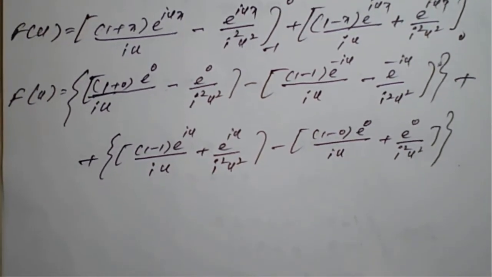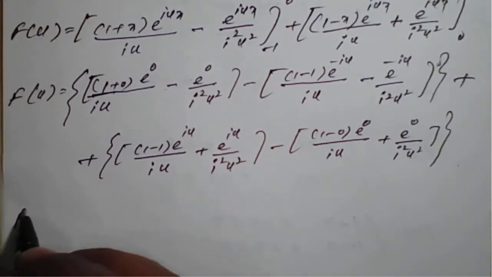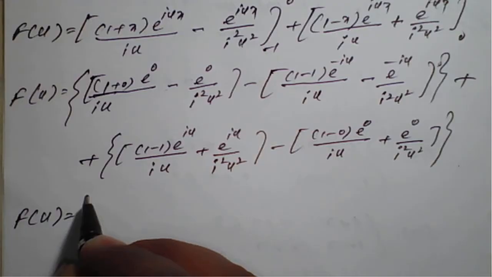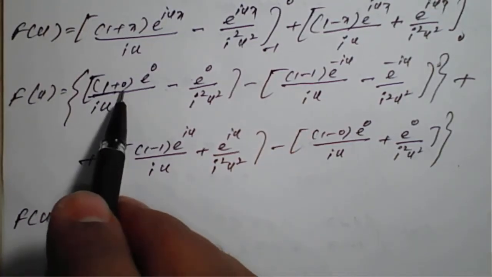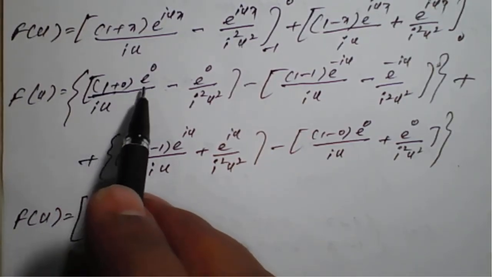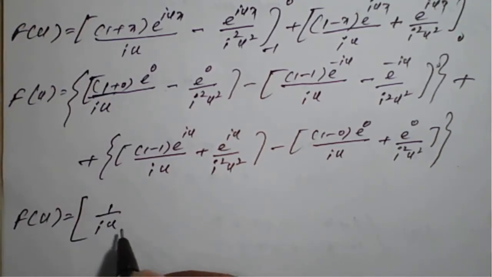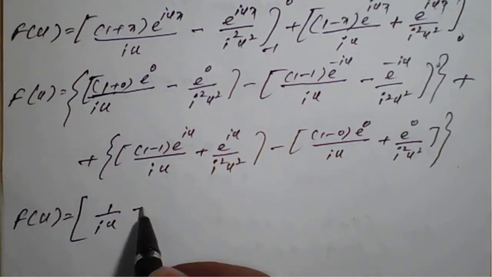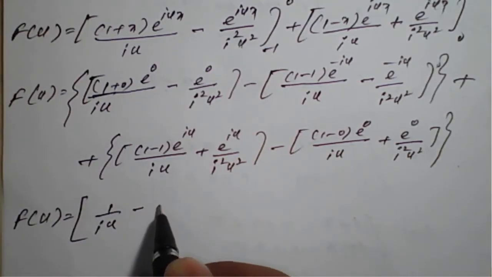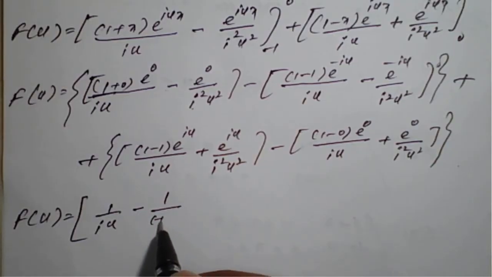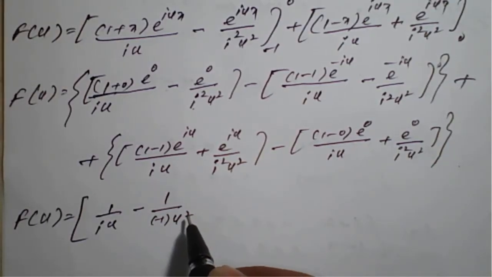So once we got these limits, we'll go for simplification. So what's simplification here, we'll see. So 1 plus 0 is 1, 1 into e raised to 0 is 1, so we'll get 1 upon iu. So e raised to 0 is 1, so 1 upon i square is nothing but minus 1 into u square.